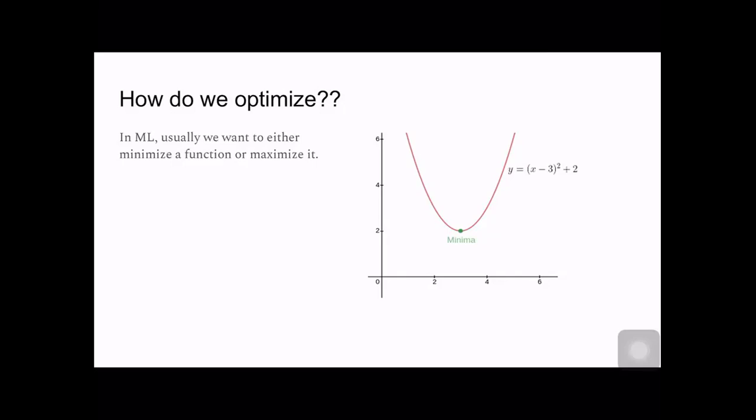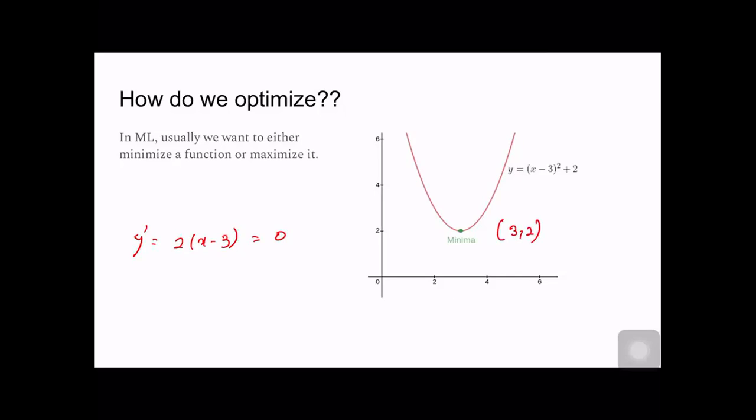Let us look at a simple example of a parabola given by the equation y equals (x minus 3) squared plus 2. The way we would approach finding the minima of this parabola is I would take the derivative of y with respect to x, given by y prime, which would be 2(x minus 3), and I would equate that to 0. From this, I can derive that the minima is given by the point (3, 2).